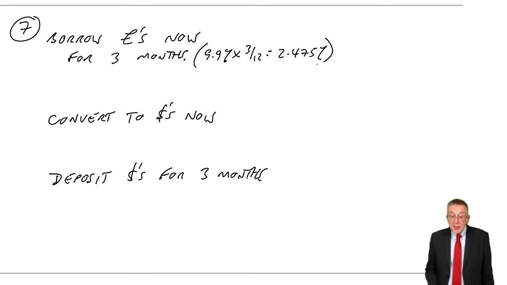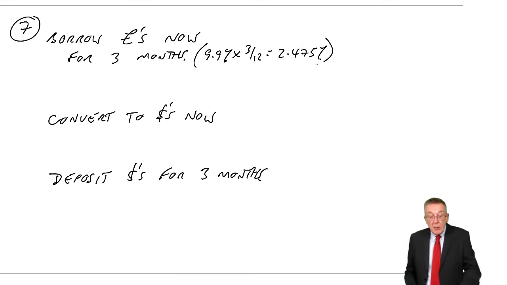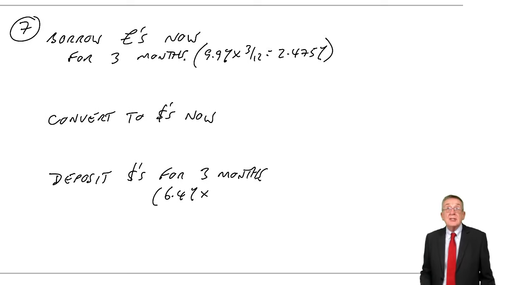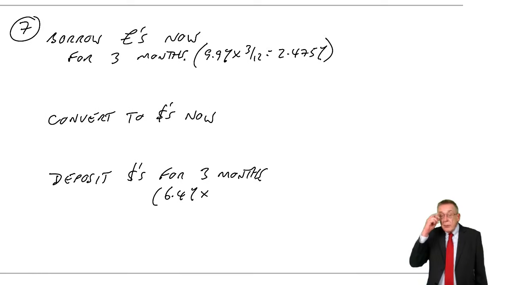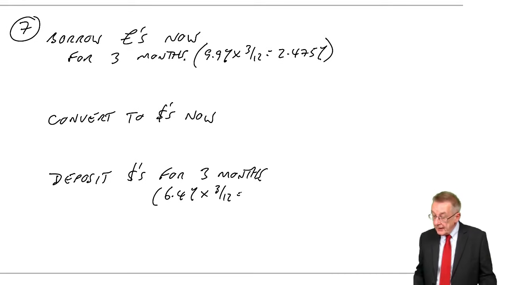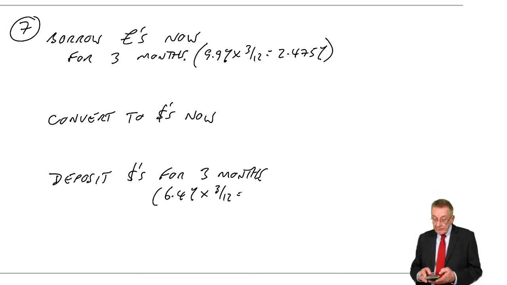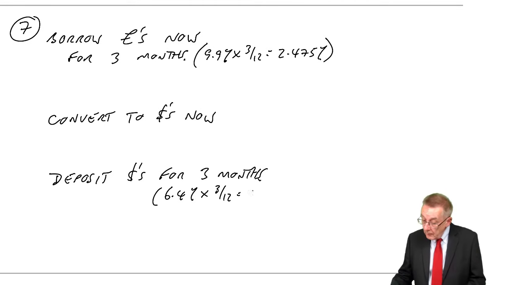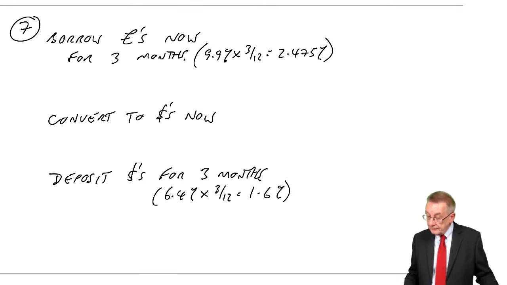Later, we're going to deposit dollars for 3 months. Well, the interest for depositing is 6.4%, but as I've kept saying, that's the yearly rate. If we're depositing for 3 months, it'll simply be 3/12. That'll be the interest we get. 6.4 multiplied by 3/12, 1.6%.